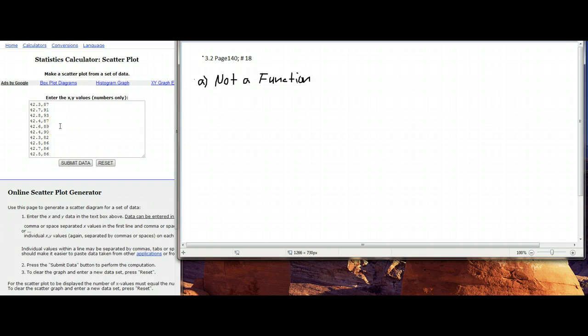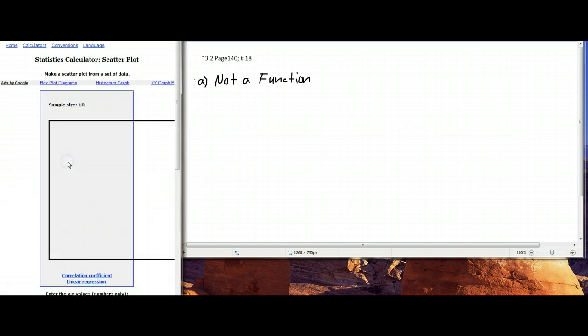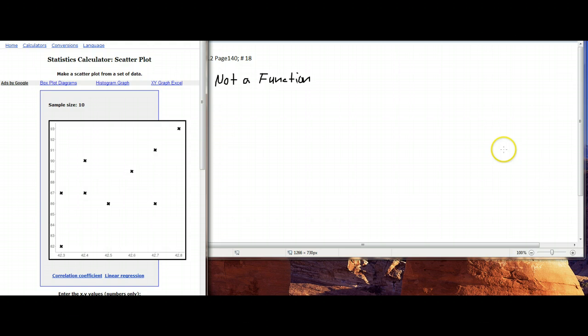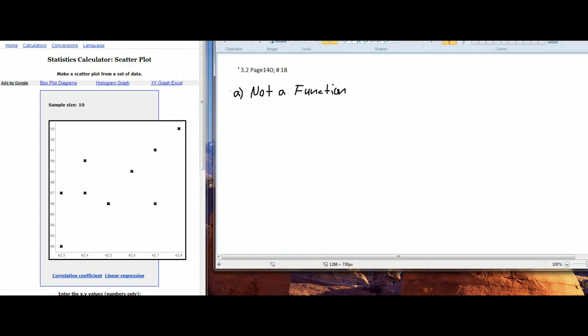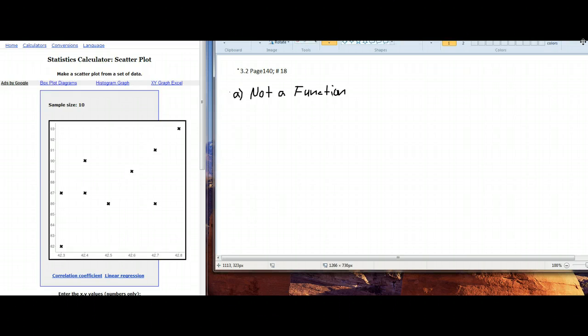Part B says to draw a scatter diagram of the data, treating weight as the independent variable and the number of raisins as the dependent. I've already got the data in a scatterplot calculator. I'm going to hit submit data, and we'll just make this a little bigger. Move this over so we can see our scatter plot. Alright, we look at our scatter plot. We do have some data pretty well spread out, but part of it is somewhat linear.